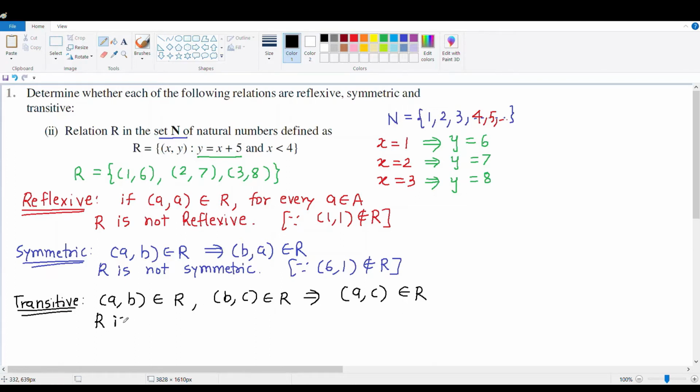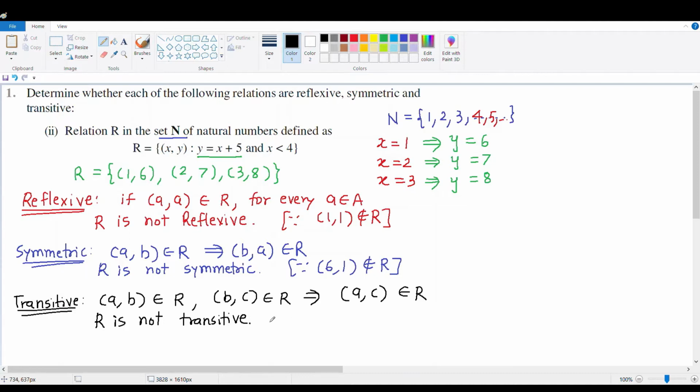So R is not transitive because there is no coordinate pair present with B in common. See, do we have any B in common? You got 1 comma 6, we don't have any 6 comma something. 2 comma 7 we have, so 7 comma something we don't have. So we don't have that B in common in any of those coordinate pairs. So R is not transitive.